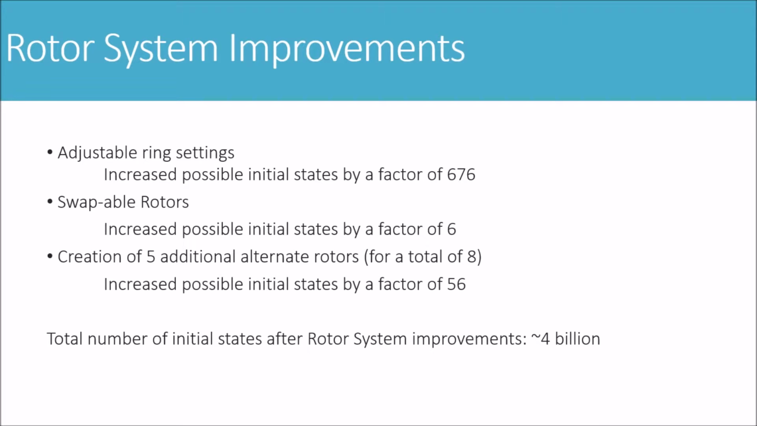Now, by allowing the rotors to trigger the rotation of the next rotor at any given spot on the wheel with these ring settings, it increased the number of possible initial states by a factor of 676, which is quite a bit.